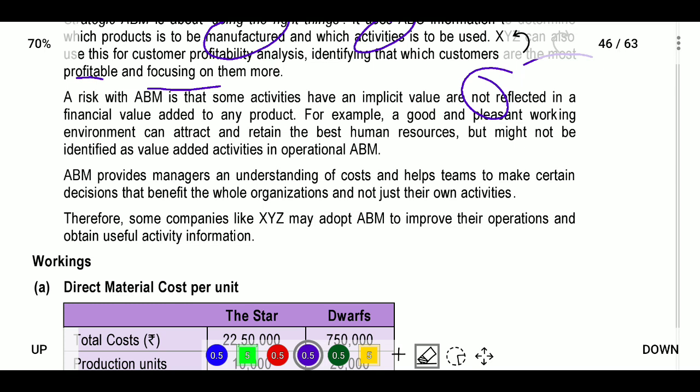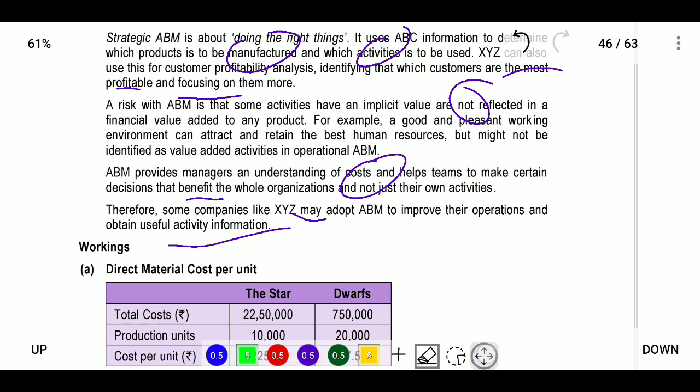After that, ABM provides managers an understanding of the cost and helps teams to make certain decisions. It will benefit the whole organization, not just one activity. Therefore, some companies like XYZ may adapt it to improve their operations and obtain useful activity. This is question number 3.